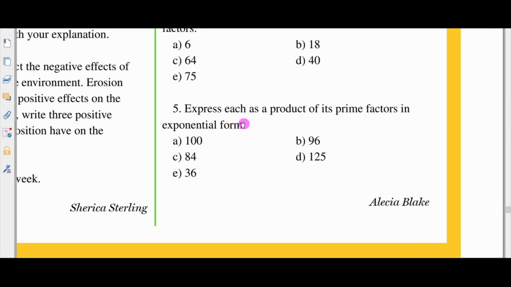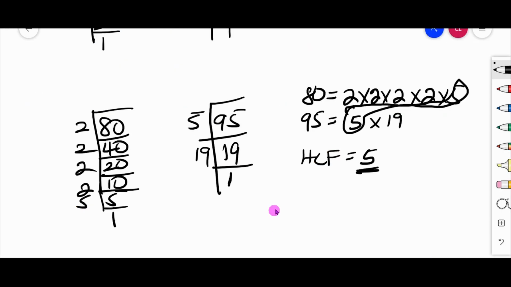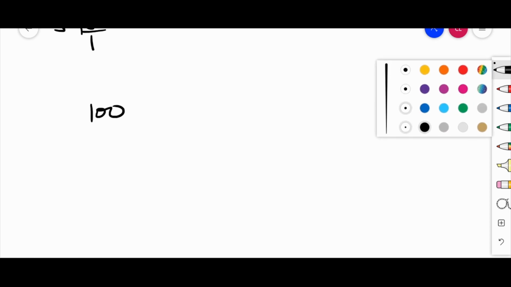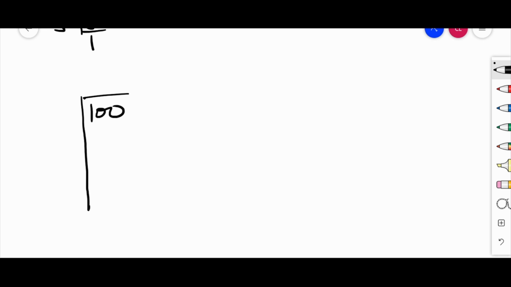Number 5 says express each as a product of its primes in exponential form: 100, 96, 84, 125, and 36. So let's move over to our whiteboard and look at 100 as a product of its primes. What we will have to do is factorize each number, and when we factorize the number, we go from there. So we'll have 100, and let's factorize 100.